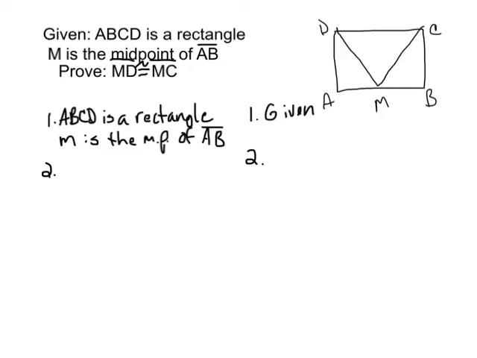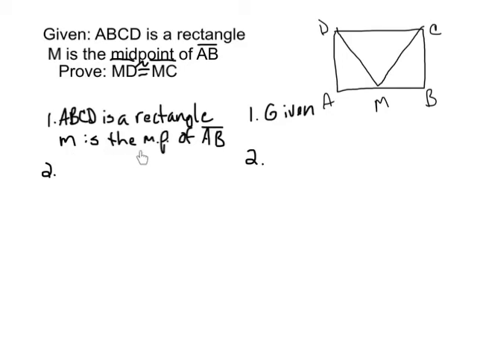So what I'm going to do is use rectangle properties. If I look at my diagram, if I'm trying to prove these sides are equal to each other, look here, I have two triangles. I'm going to try to prove that these triangles are congruent, and then I can go back and say that these two sides are congruent. I'm given that ABCD is a rectangle and M is the midpoint. So let's start with the midpoint.